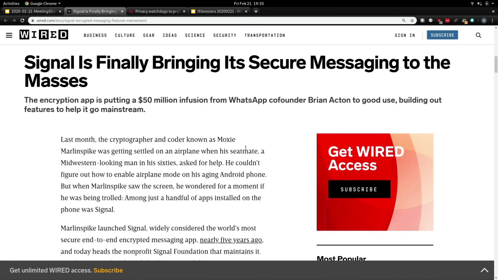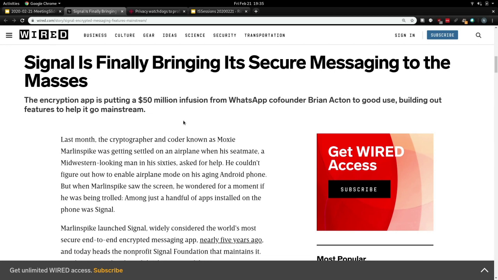Now, one of the WhatsApp co-founders, who left Facebook after Facebook acquired WhatsApp, is now one of the directors of the Signal board, and he donated $50 million to them to allow them to continue upgrading and really working on the project. So now they hired like 20 engineers to start working on Signal.